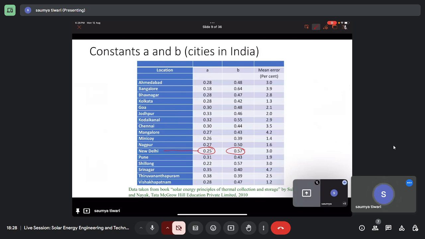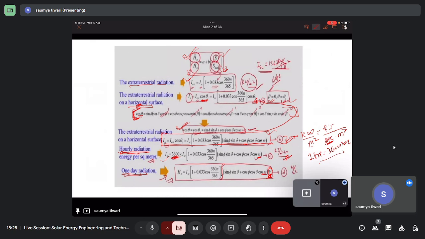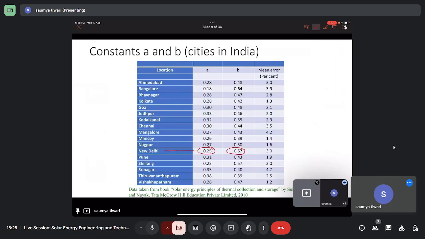Now, there are two constants also, a and b, right? These have already been estimated for different locations in India. So this table will be given in the question if any question comes based on this formula, the Angstrom formula. So you just need to see the values of a and b and put them back into the equation.